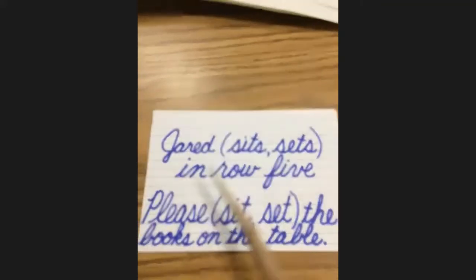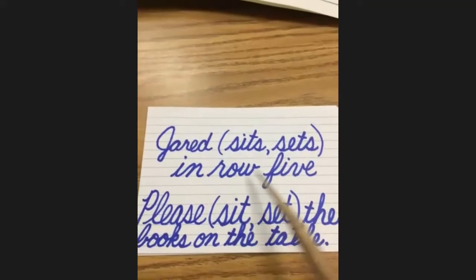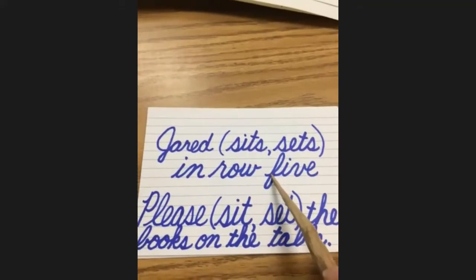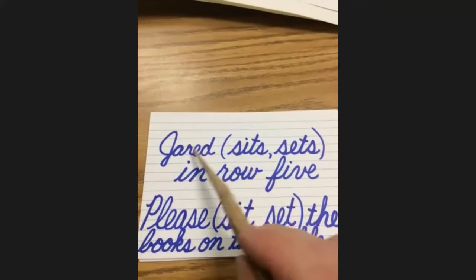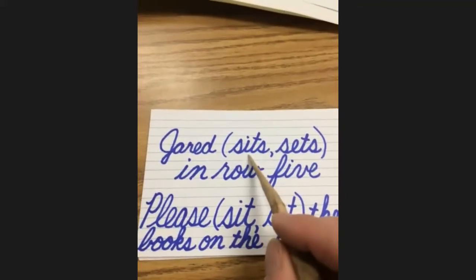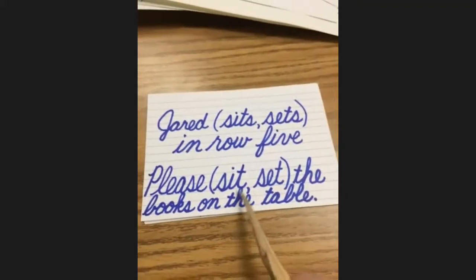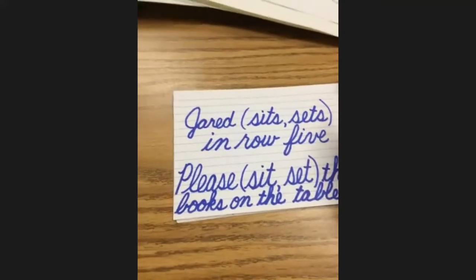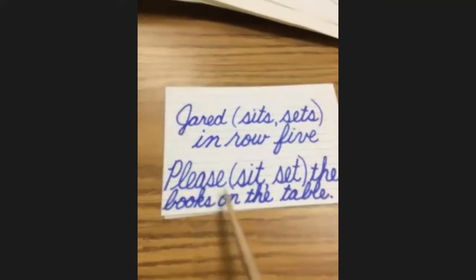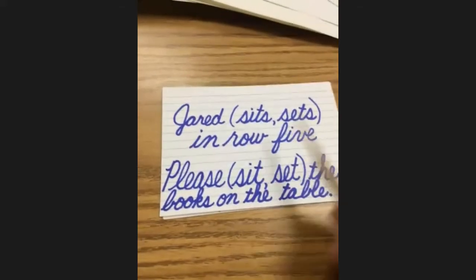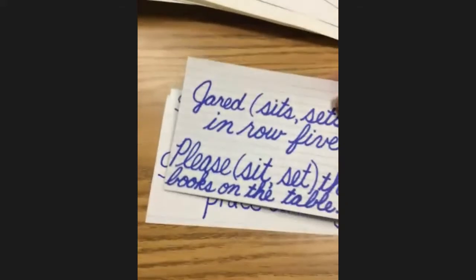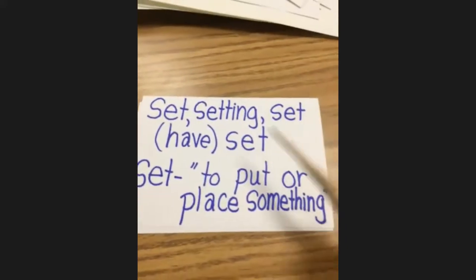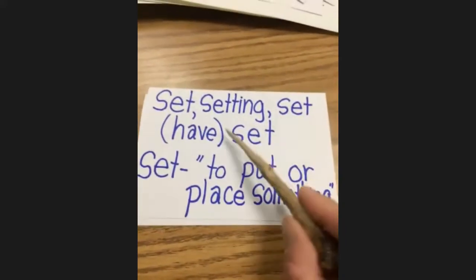Look, Jared sits or sets in row 5. You should have picked sits. Did you get that right? Please sit the books on the table or set the books on the table. You should have said set because you're putting or placing. You don't sit them down, you set them down. Did you get that right? I hope so.